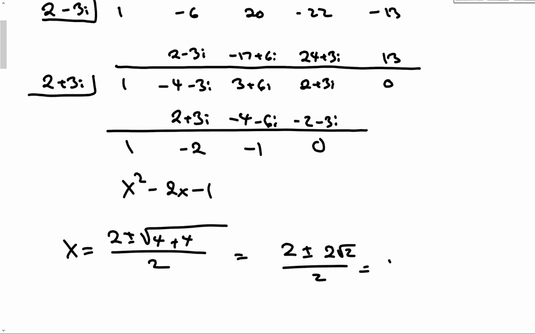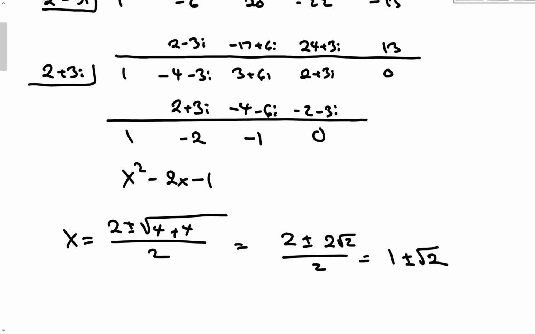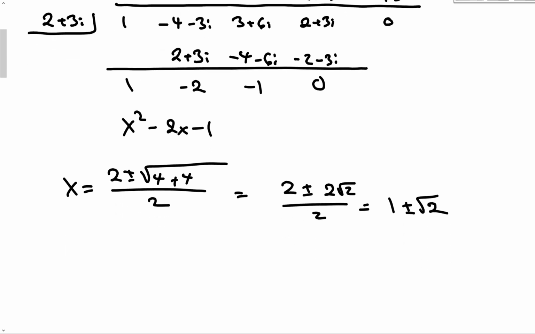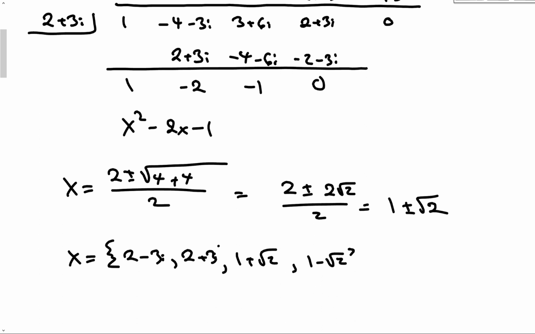So that's going to be 1 plus or minus radical 2. So this particular equation has 4 answers. X is going to be equal to 2 minus 3i, 2 plus 3i, comma, 1 plus radical 2, 1 minus radical 2.